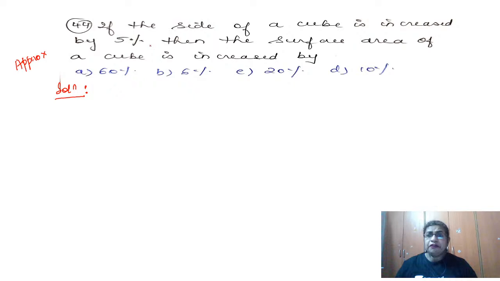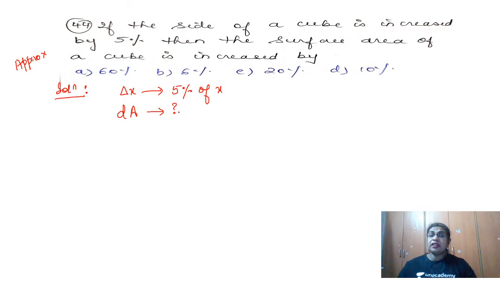If the side of a cube, now suppose the side is x, is increased, that means there is a change in the side of the cube, and it is increased by 5% of x. So what is given to us? Delta x. If x is a side, this is increased by 5% of the side x. I have to find out then the surface area of the cube is increased by what percentage.